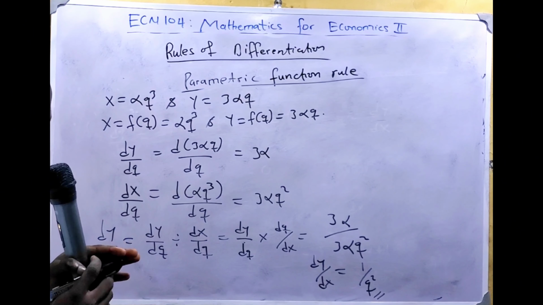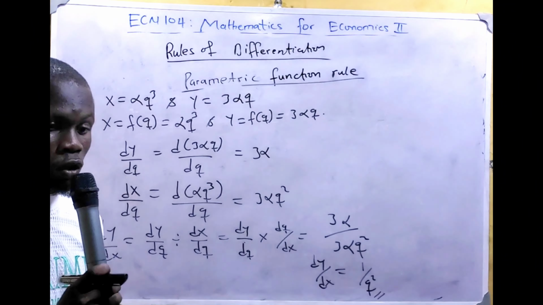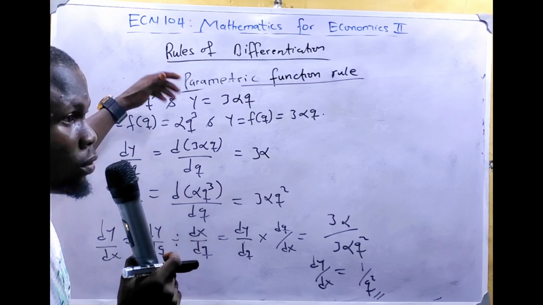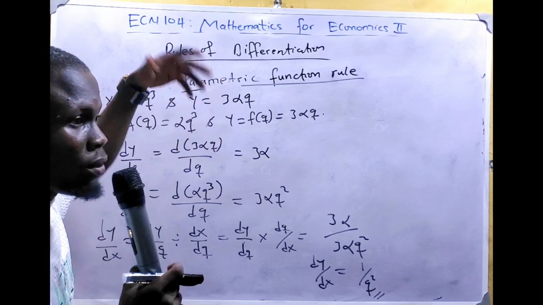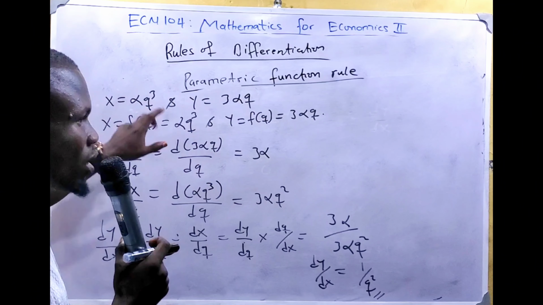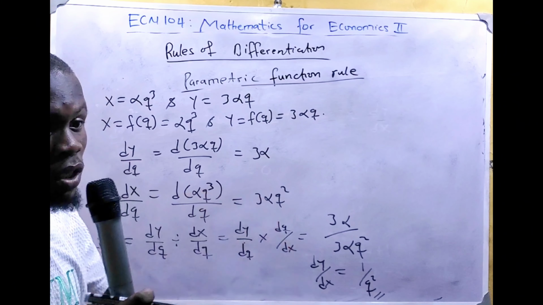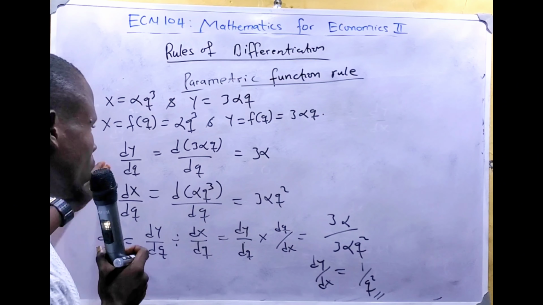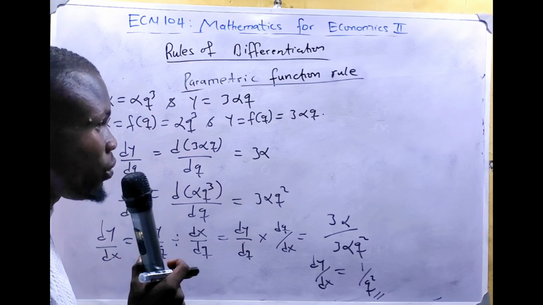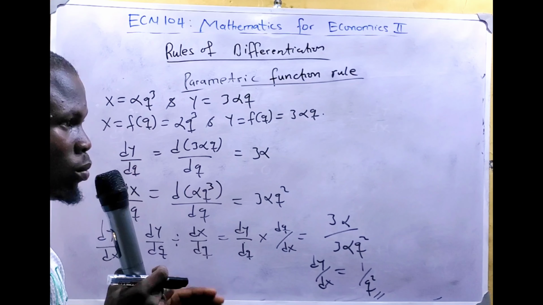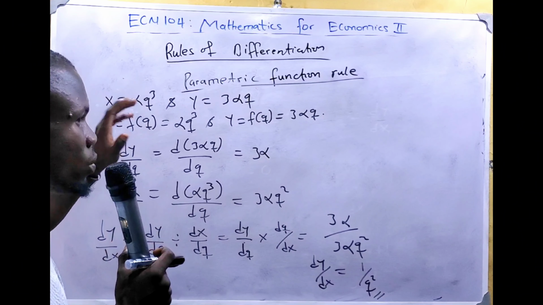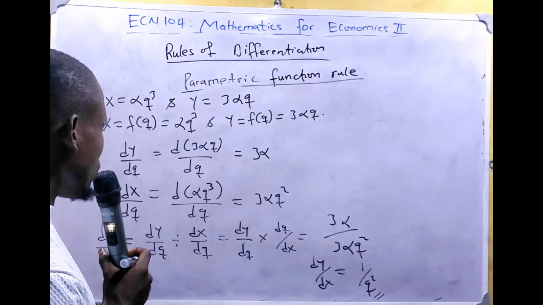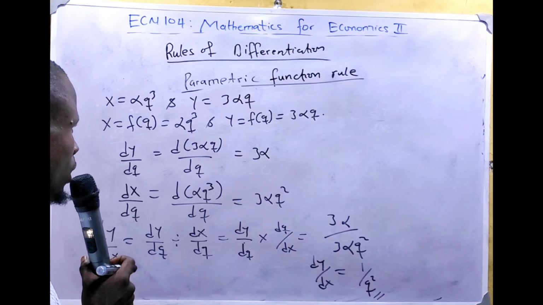It's very simple. When you're asked to find the derivative of a parametric function, all you have to look for is that x is expressed as a function of q, and y is also expressed as a function of q. That is, x is expressed as a function of a variable, and y is also expressed as a function of that same variable. So you find the derivative of y with respect to that variable, and the derivative of x with respect to that variable. Then you divide the derivative of y by the derivative of x, and that's how you find your dy dx.